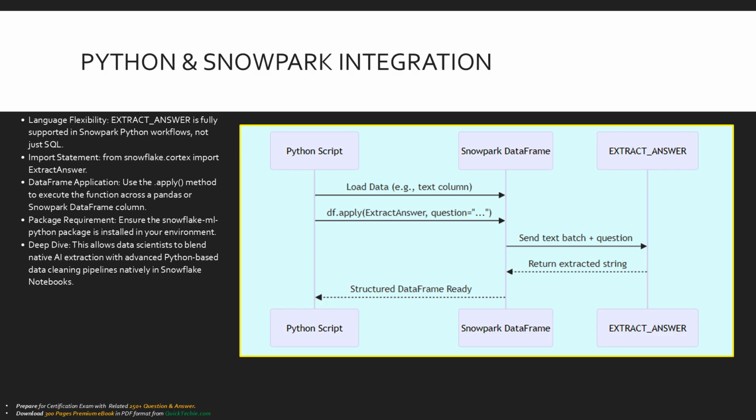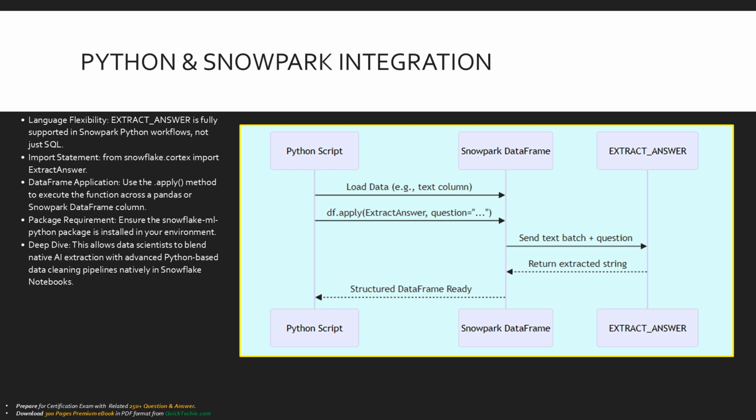While SQL is powerful, many data pipelines are orchestrated in Python. Extract Answer integrates seamlessly with Snowpark Python. To use it, you must ensure the Snowflake ML Python package is installed. You simply use the import statement from Snowflake.Cortex import extract answer. From there, you can apply it directly to a data frame.